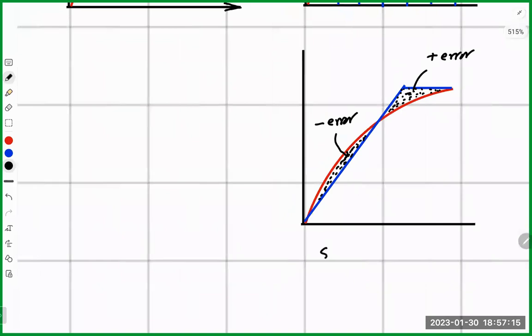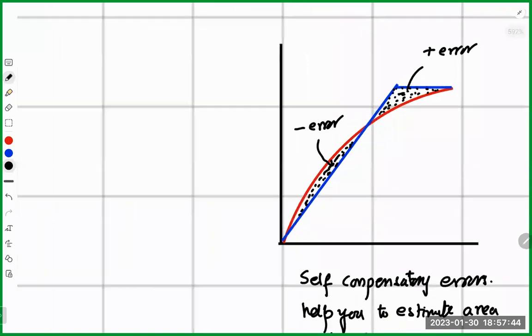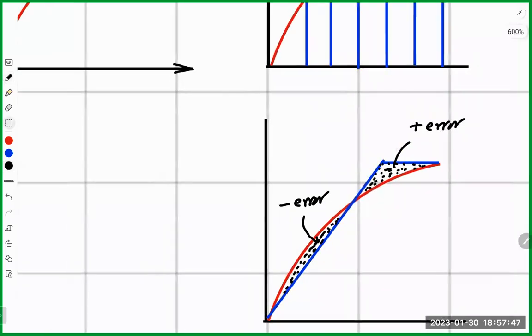And these self-compensatory errors help you to estimate the area under the graph. Now you can find the area under this blue line. That will not be an accurate answer, but that will be very close to the correct answer.